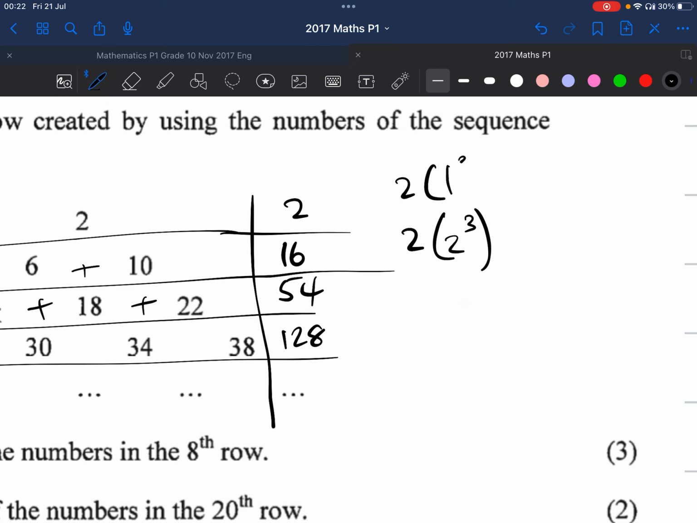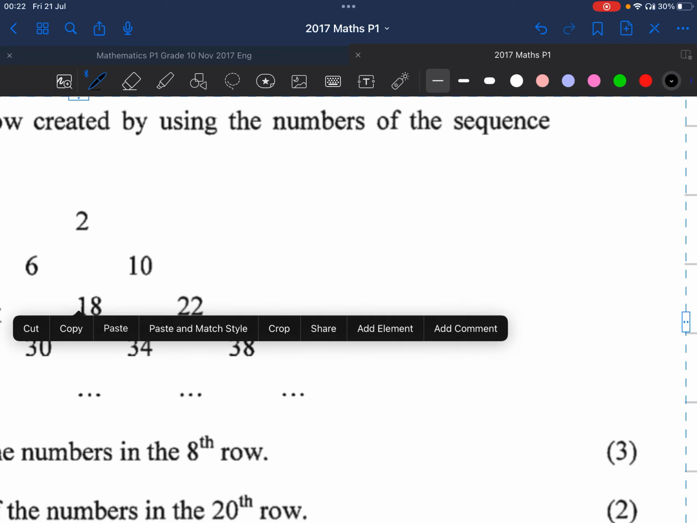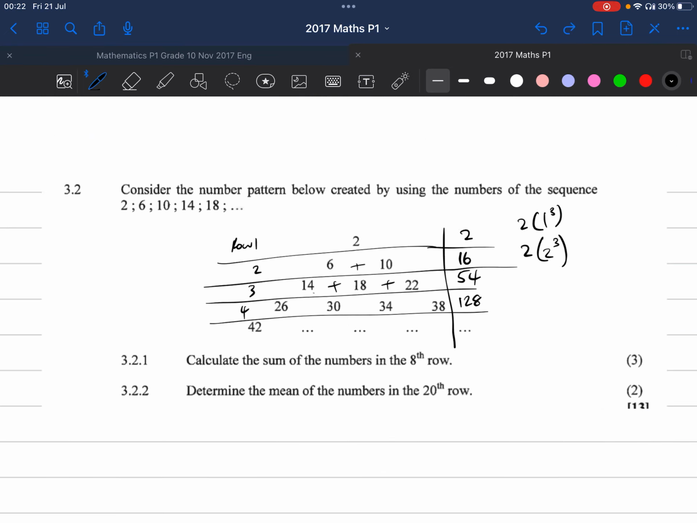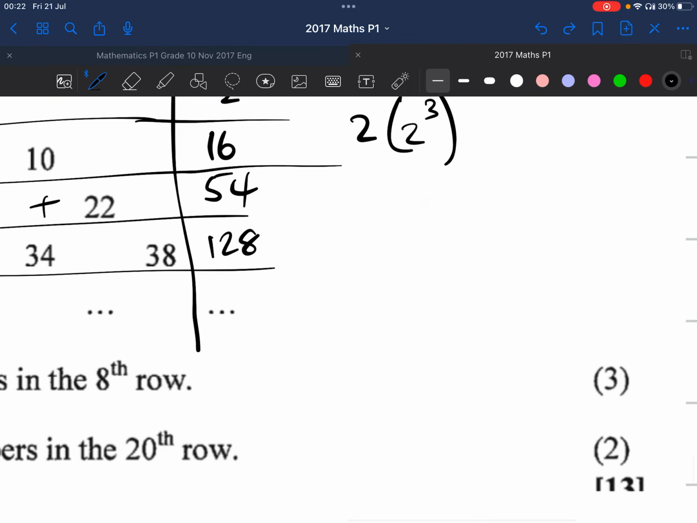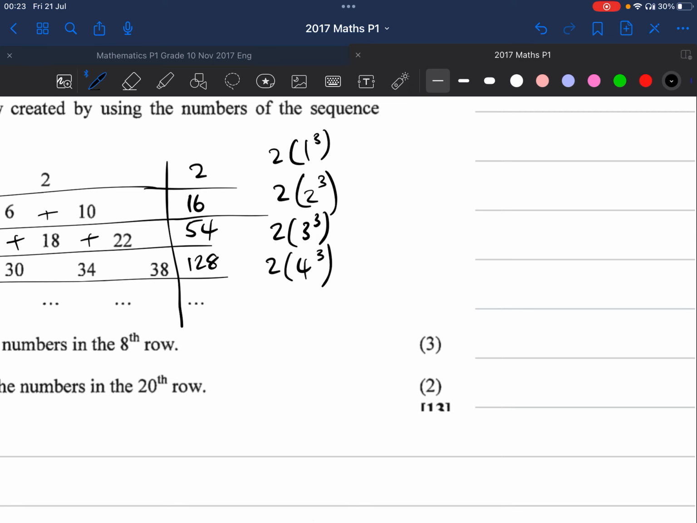So here I had 2 times 1 cubed. Now here on this one here, let's see what's 3 cubed. 3 cubed is 27. Okay, and then 27 times 2 is 54, so it's 2 times 3 cubed. Okay, here as well, 4 cubed is 64, and then times 2 is 128, so it's the same as saying 2 times 4 cubed. Okay, now what do you notice?